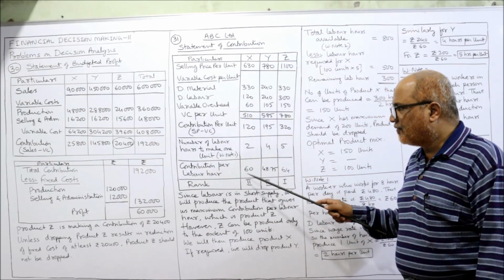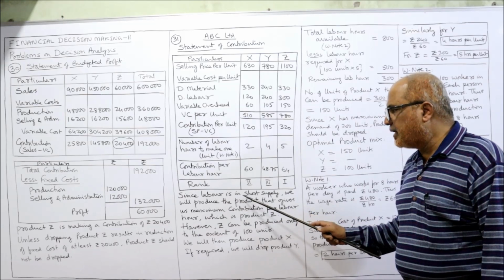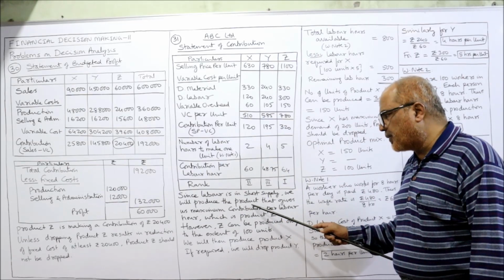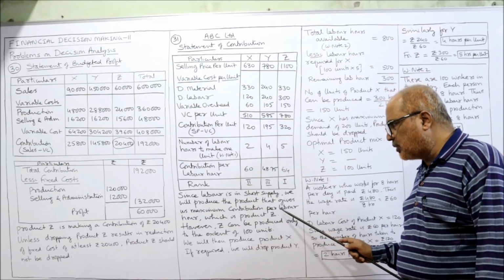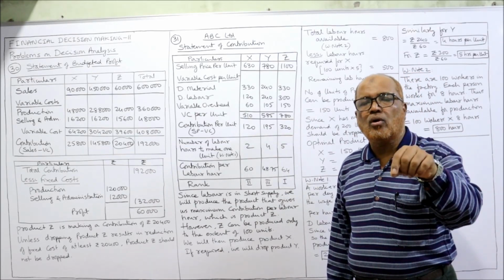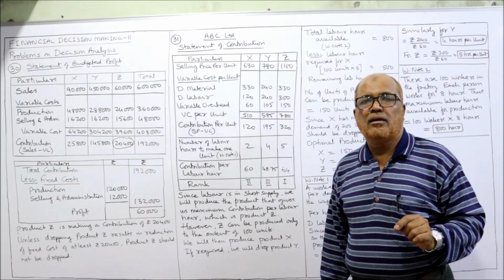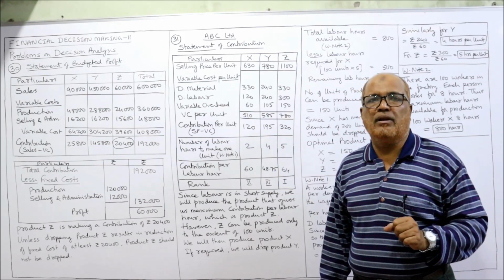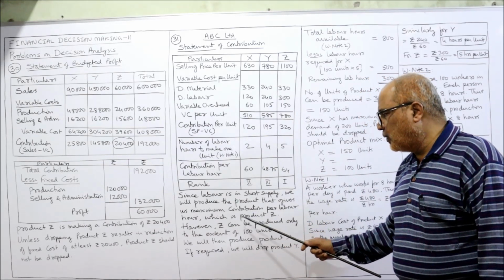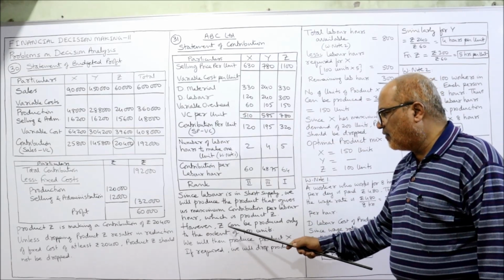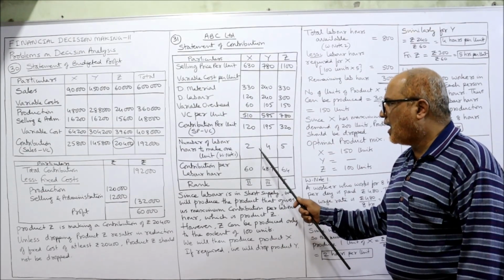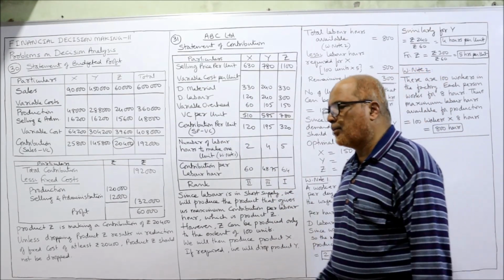So before this, you see here, since labor is in short supply, meaning it is the key factor, the limiting factor, we will produce the product that gives maximum contribution per labor hour. So whichever product gives more contribution per labor hour, that product is more profitable. The company should focus on that product which will give more contribution per labor hour, which is product Z, right? However, Z can be produced only to the extent of 100 units. Now, before that, how did we get this 245 in working note number 1?